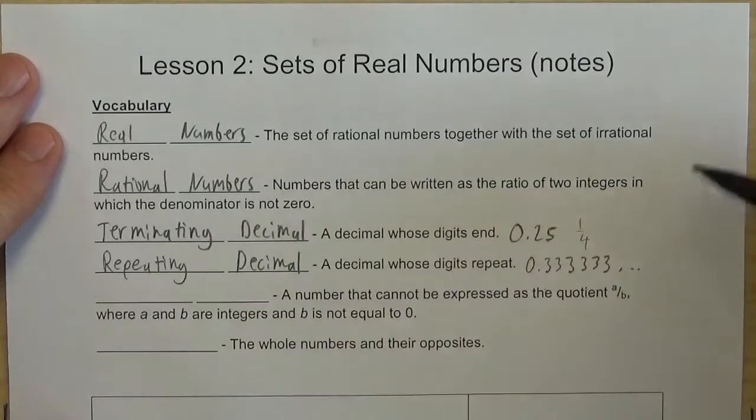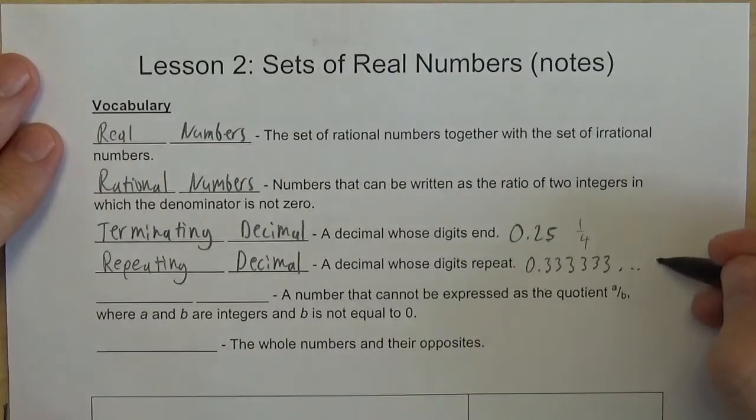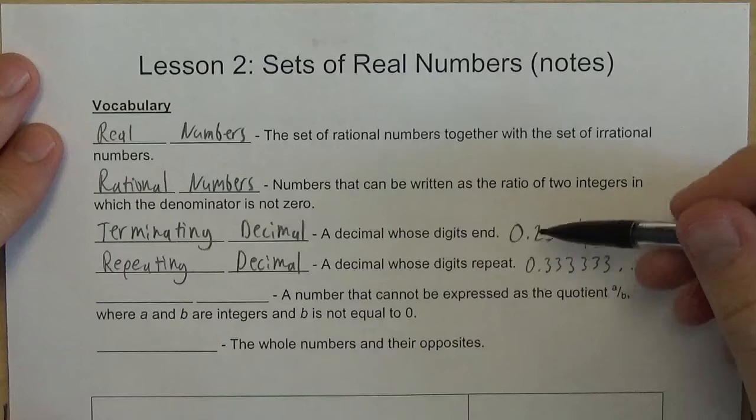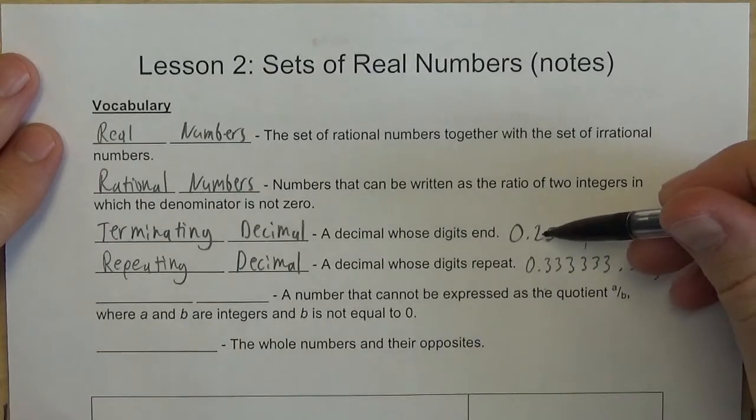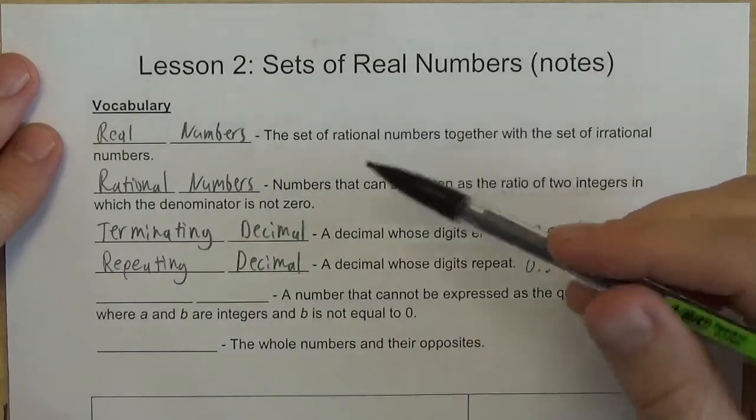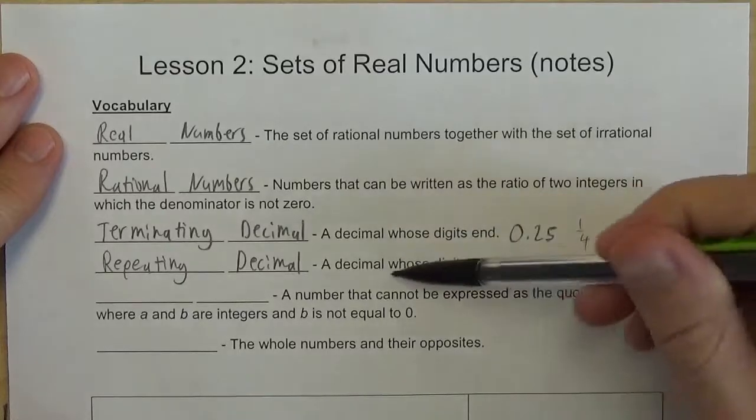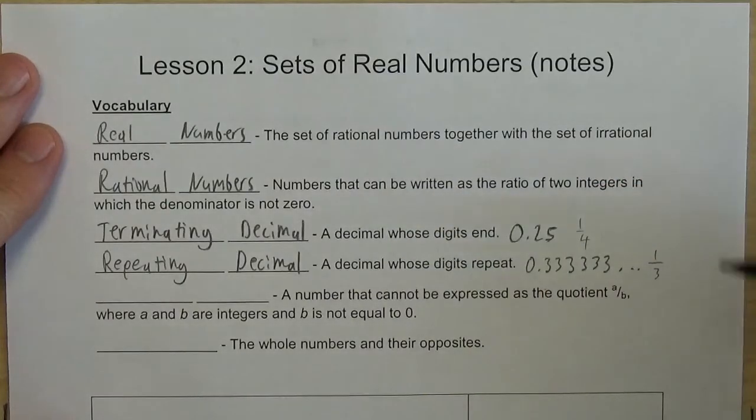Both terminating and repeating decimals can be written as fractions. The fraction form of 0.3 repeating is 1/3. And later we'll learn how to do that. We'll learn how to write decimals as fractions. But for now, just know that if a decimal ends, if a decimal repeats, it is a rational number.